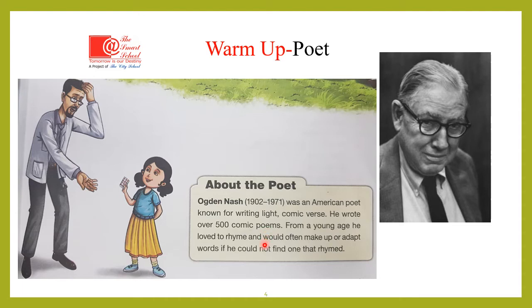He wrote over 500 comic poems, and from a very young age he loved to rhyme and would often make up or adopt words when he could not find one that rhymed. So he used to make up words even to make them rhyme as well. So that was pretty interesting about him. Also, Ogden Nash was a best-known producer of humorous poetry. What do you think humorous means? Humorous means that he used to write funny poems and everybody used to love the poetry he used to write.